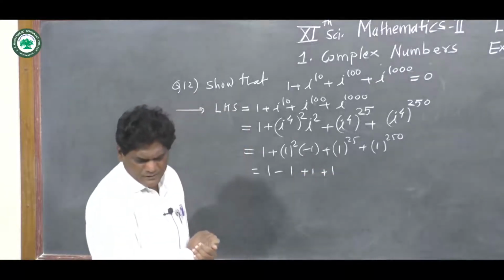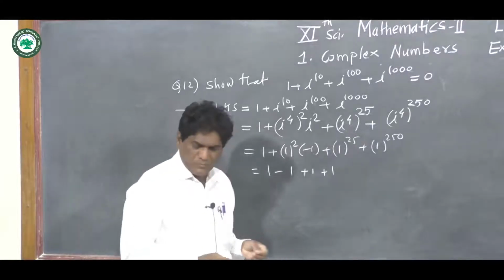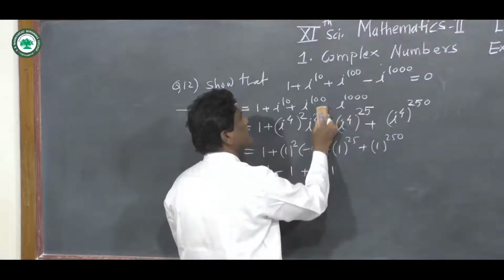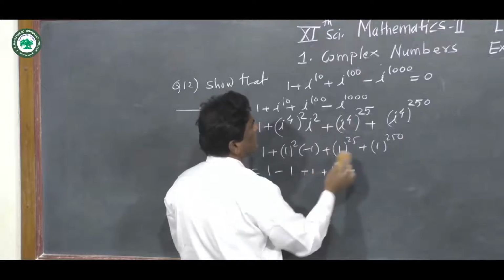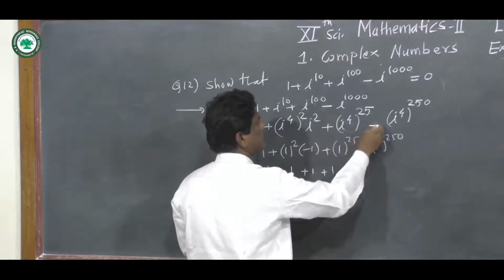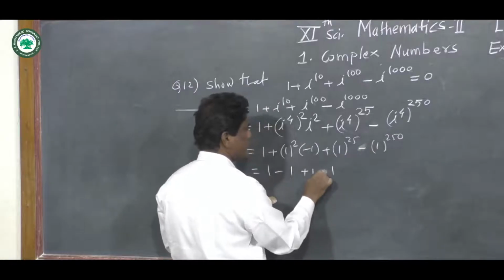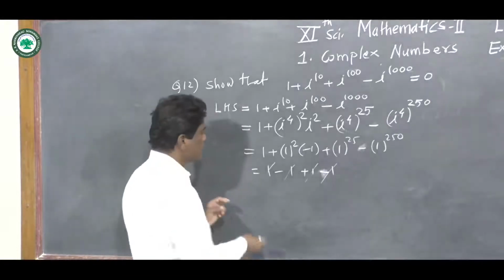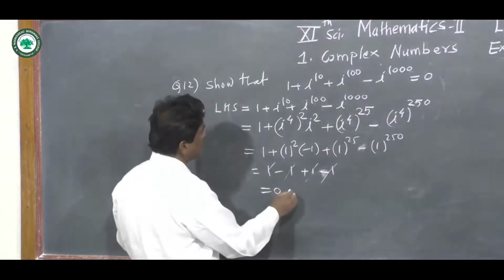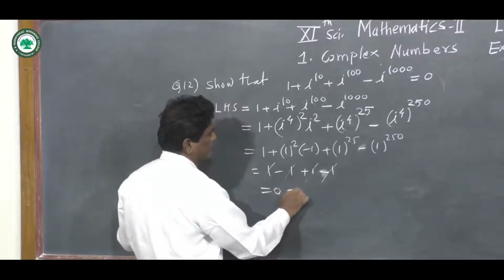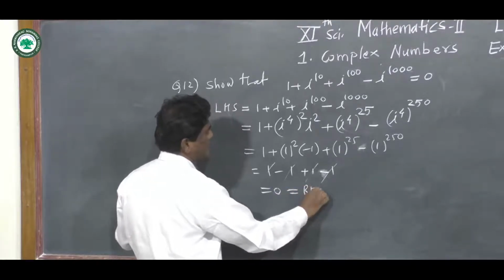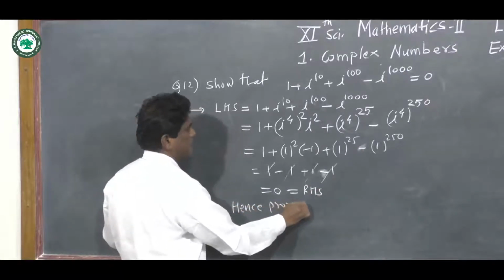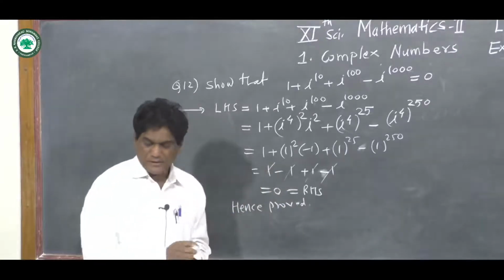So we get here in the problem it is minus. So take here minus sign, here minus sign, here minus sign, and here also minus sign. So this is minus. Now this minus 1 and plus 1 get cancelled, here minus 1 and plus 1 get cancelled, so it is equal to 0, and which is nothing but the RHS. Hence proved. So we have completed this 12th problem.